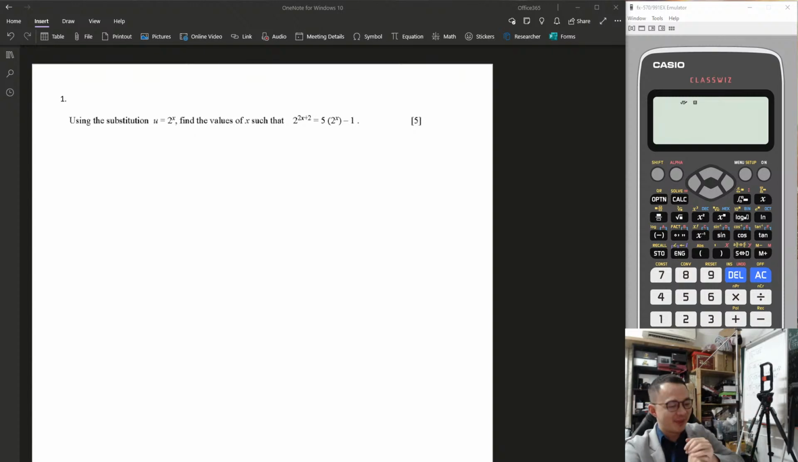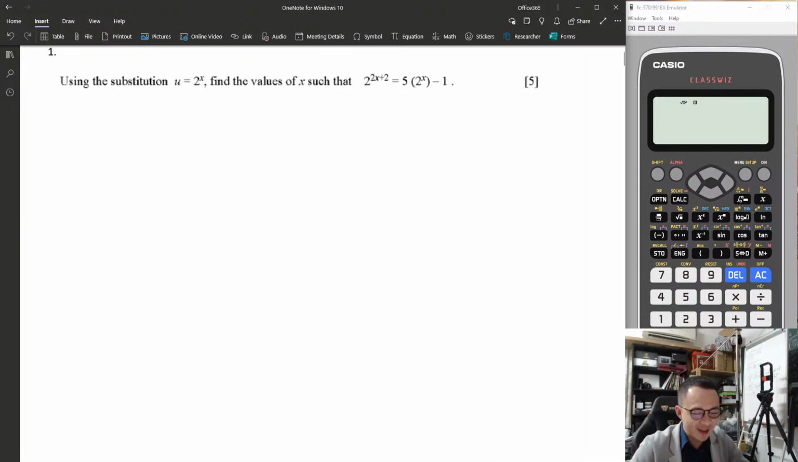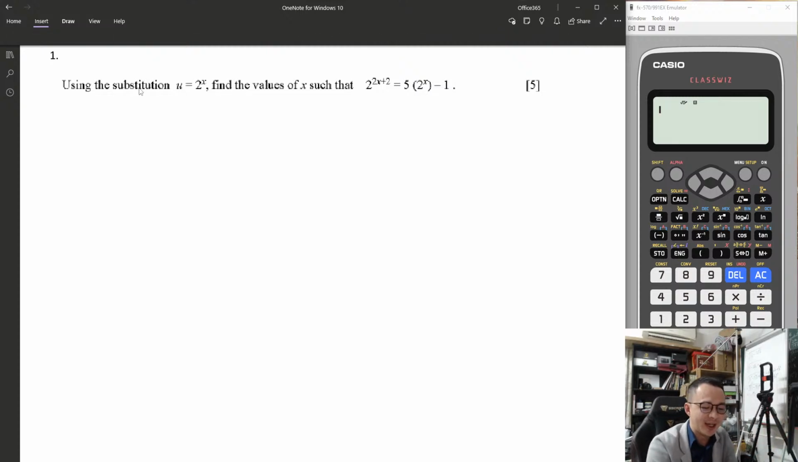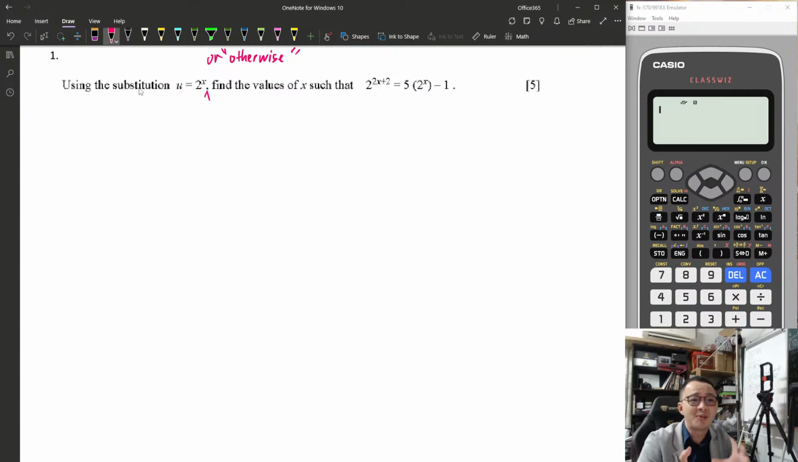Alright, let's begin the first question. When you see a question like this, you should know this one is indices. Some indices questions, in the end, you will need to use log methods to solve, but not all questions need a log. Here they ask you to use a substitution method. Sometimes they will say "or otherwise". If you see the words "or otherwise", you can do substitution or not. But if the question doesn't say "or otherwise", then you have to use the substitution.